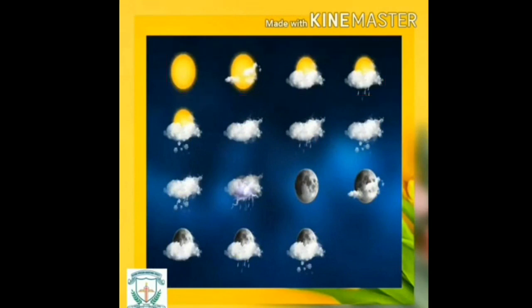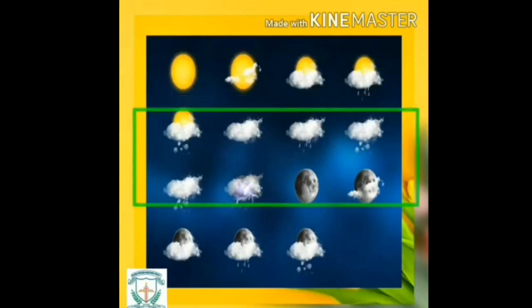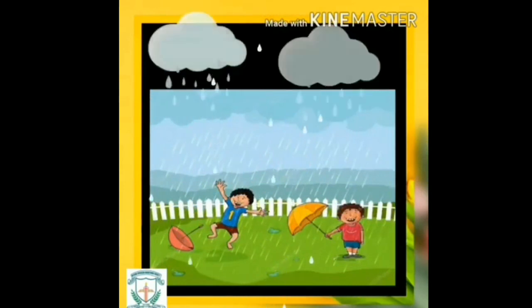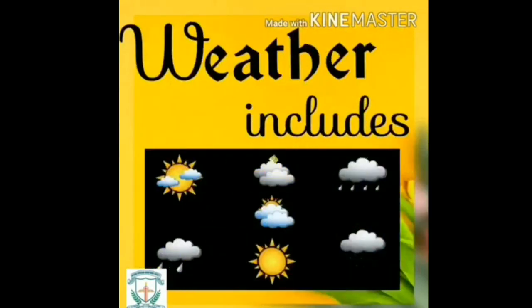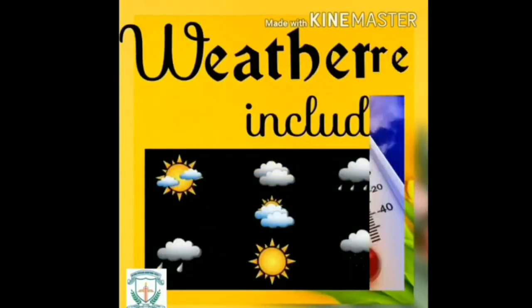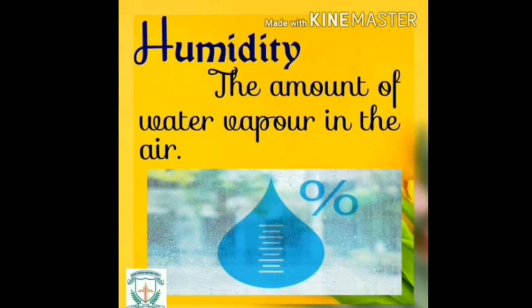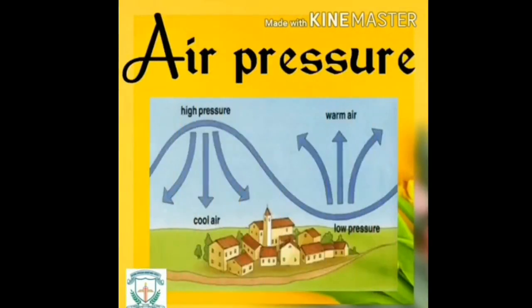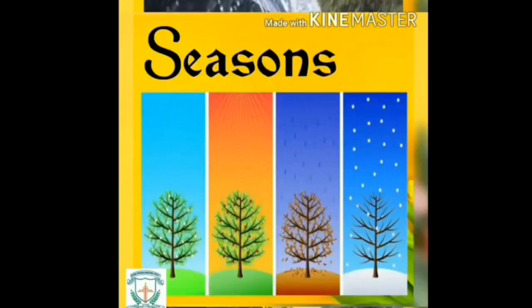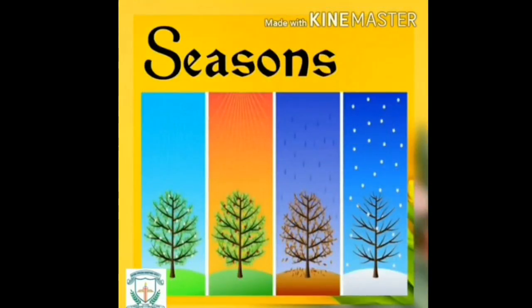The weather conditions in the morning may be different from that in the evening. It may be hot and dry today, but tomorrow it may be wet and rainy. Children, weather includes changes in temperature, wind, humidity, that is the amount of water vapor in the air, pressure and rainfall. Changes in weather conditions give rise to seasons.